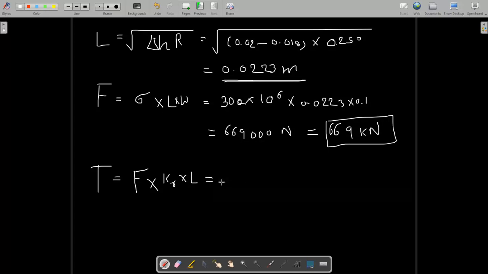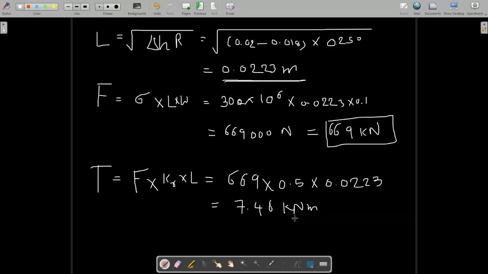Okay, in rolling operation, this is the equation for the radius for generating torque. So force is 669, kr is given, we have taken assume as 0.5, and length is 0.0223 meter. So when you solve this, you will get 7.46 kilonewton meter. This is the torque.